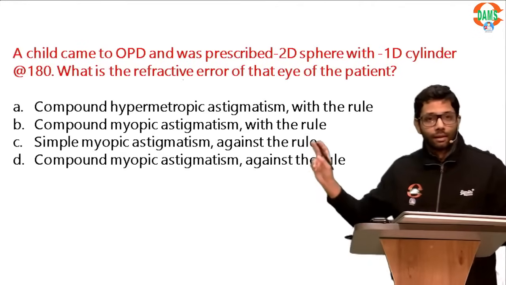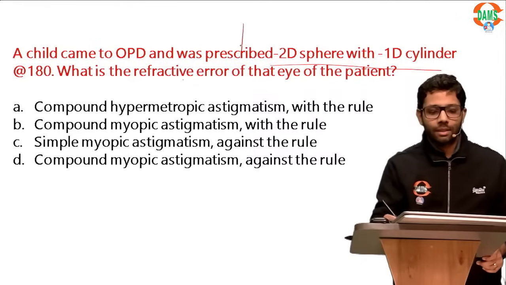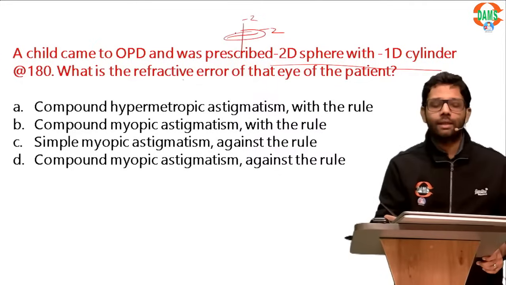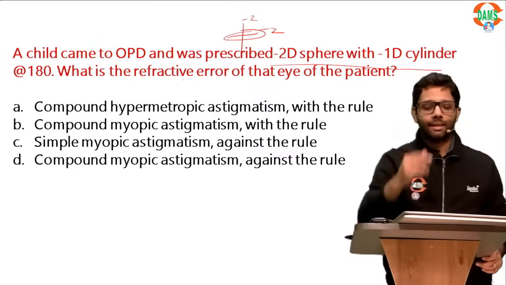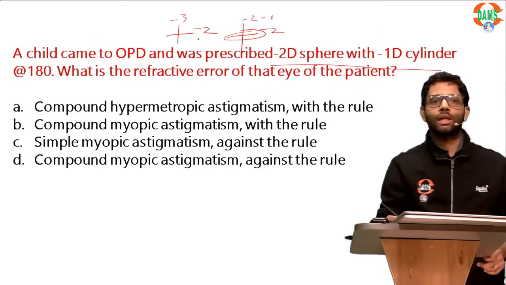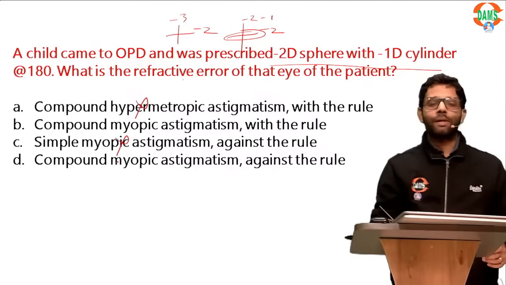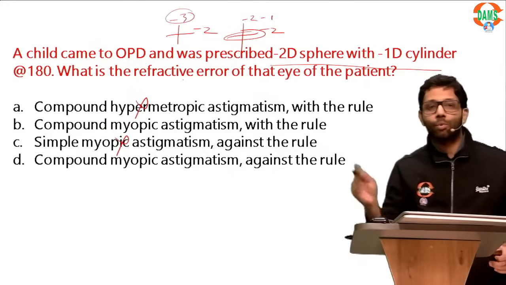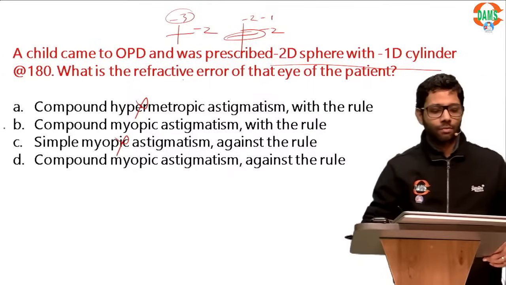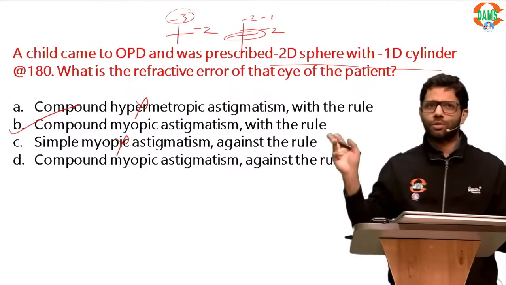Then the same INI predictor question. -2 diopter spherical means -2 is working in both axes. Cylinder at 180 degree means it is working in the vertical axis, means vertical is -3, horizontal -2. Both are minus means both are in front of the retina, that is compound myopic astigmatism. And -3 is more in front, that is vertical is steeper, that is with the rule astigmatism. I'm quickly going through this because this was told in INI predictor.